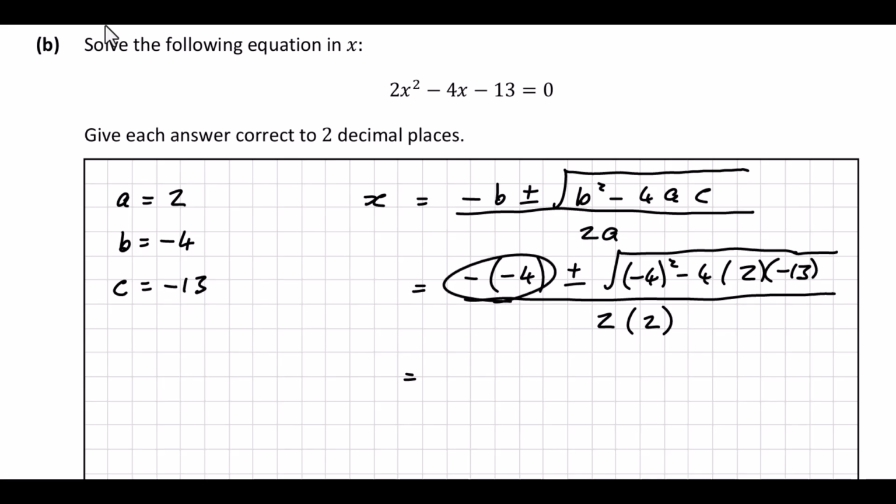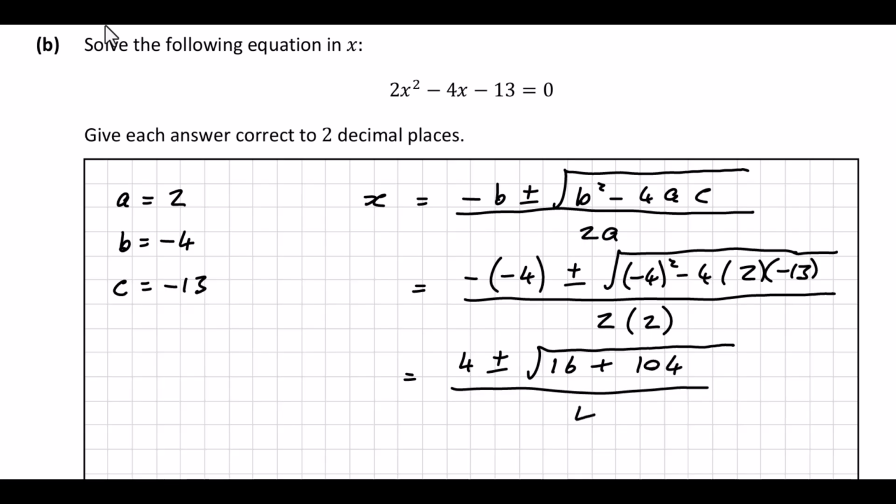So here we have minus 4, so that's 4, plus or minus. Now you've got to do the square root of minus 4 squared. Well, minus 4 times minus 4, minus minus is plus, 4 times 4, 16. Here we've got a minus times a plus times a minus. Well, minus times plus is just minus, and then that minus times this minus is plus. So 2 4s are 8, and 8 times 13 is 104.